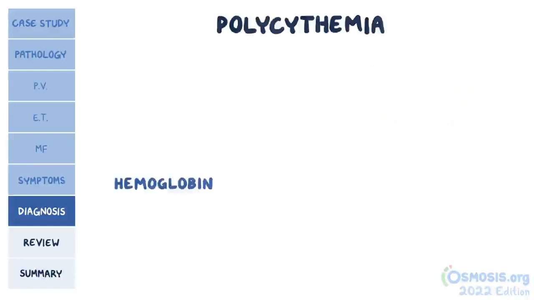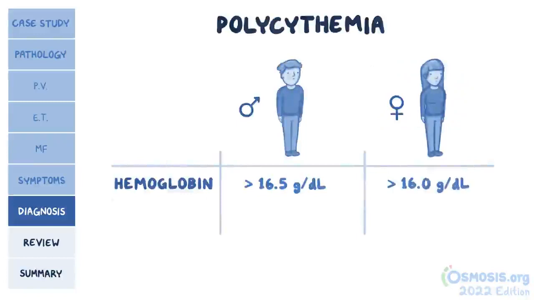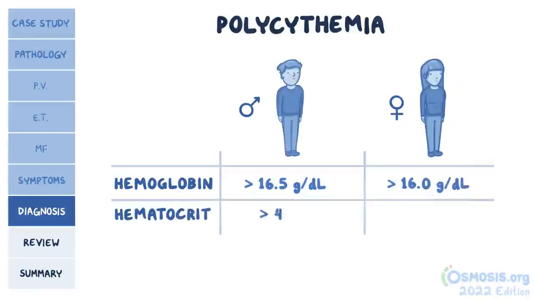Polycythemia is when the hemoglobin level is more than 16.5 grams per deciliter in men, or more than 16 grams per deciliter in women, or a hematocrit more than 49% in men, or more than 48% in women. Women have a lower cutoff because they normally lose some blood through the menses.